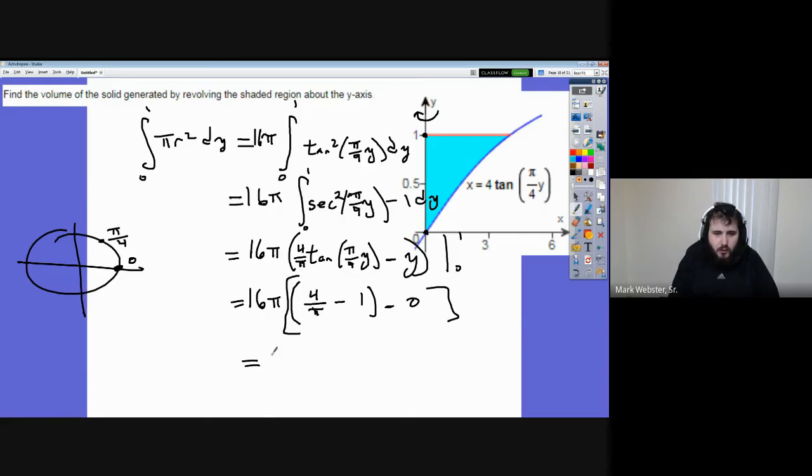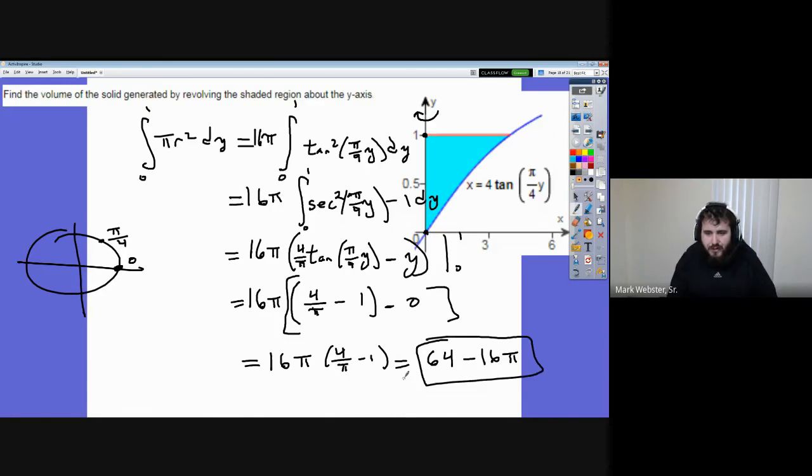So now you can leave it here, or you can distribute and get 64 minus 16 pi, since the pi's cancel out in the first part. That would be the most simple, but you can leave it as this. All right, let's talk about the next one. We're almost done.